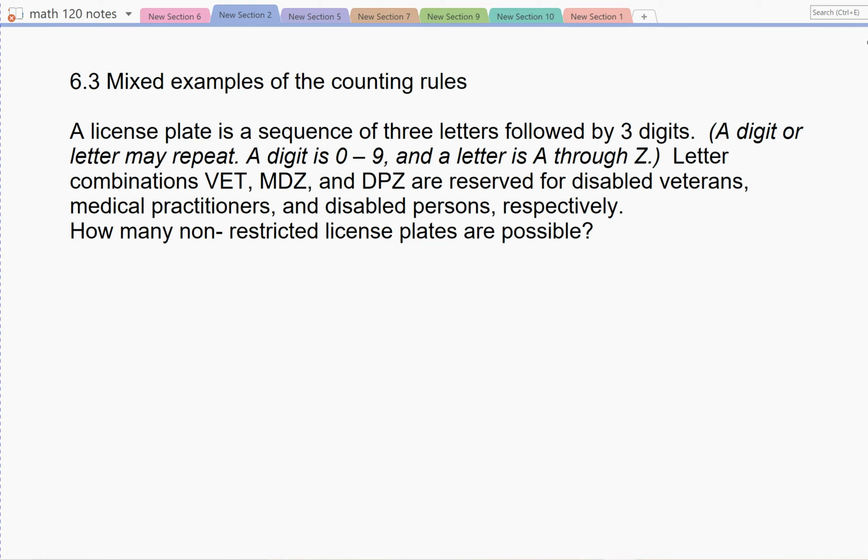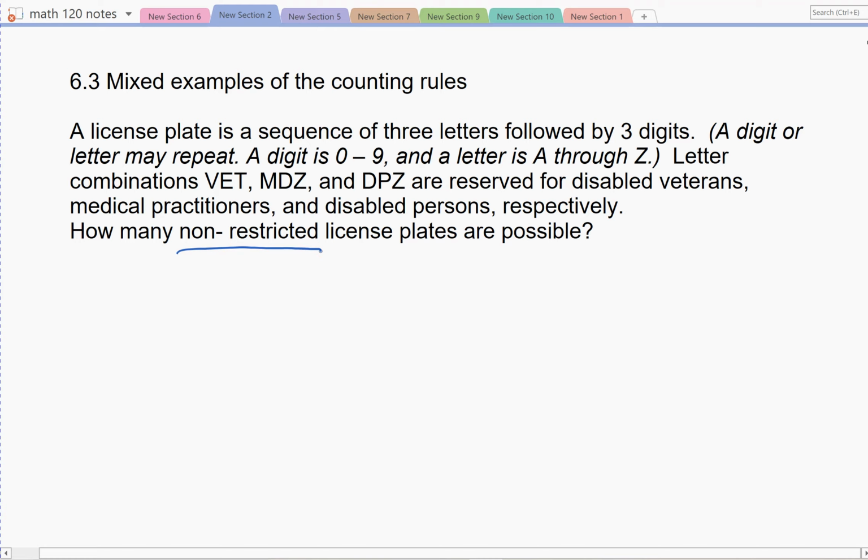They're sequences of numbers, right? What order they're in matters, right? Sequence matters. Suppose that a sequence of three letters is followed by three digits. A digit may repeat, a letter may repeat. All right, digits are 0 through 9, letters A through Z. The letter combinations VET, MDZ, and DPZ are reserved for disabled veterans, medical practitioners, and disabled persons, respectively. How many non-restricted license plates are possible?